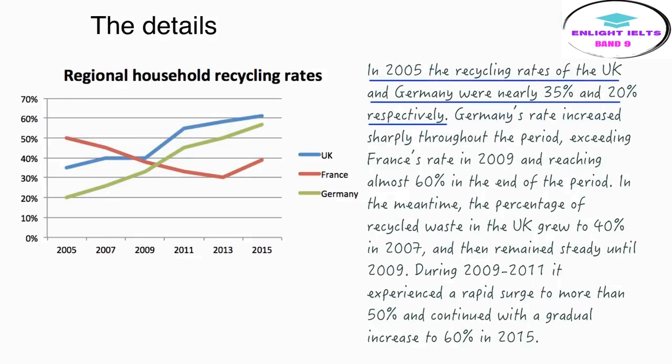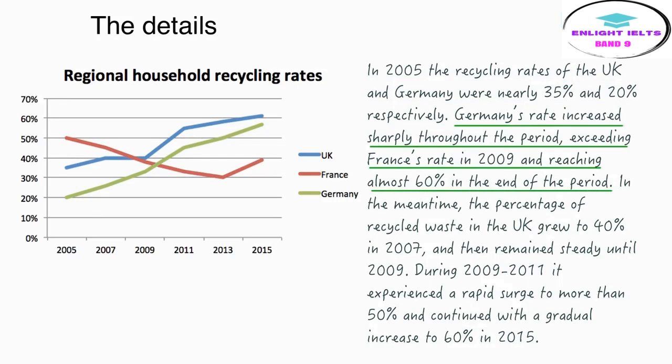I started by describing the data in the beginning of our time period. In 2005, the recycling rates of the UK and Germany were nearly 35% and 20% respectively. After that, I describe how Germany's rate changed, providing the percentages in some important points, and in the end of our time period. Germany's rate increased sharply throughout the period, exceeding France's rate in 2009 and reaching almost 60% in the end of the period.